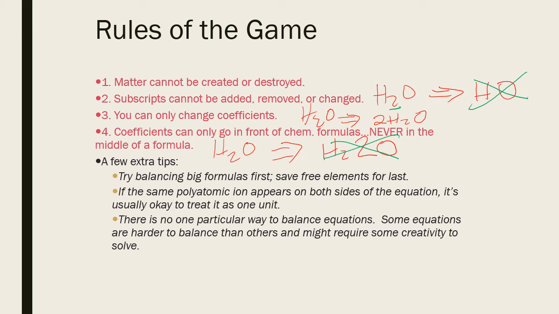Okay, so try balancing big formulas first. The little elements will usually balance out. Polyatomics are groups of elements that have a single charge. And if you have the same one on both sides, you can view it as one whole element. And some balancing equations are hard. Sometimes you have to be a little bit creative, and you really have to think about how to solve it. Okay, if you need to save this, or if you need to pause now so that you can write this stuff down, pause now and we'll continue on.